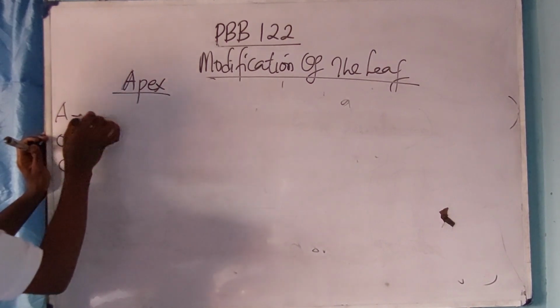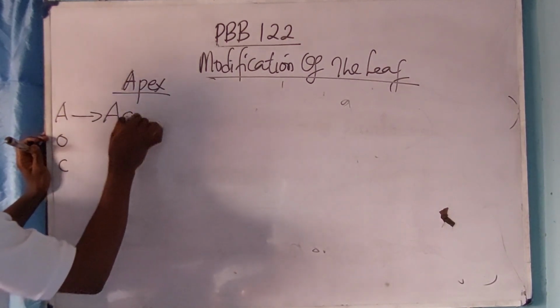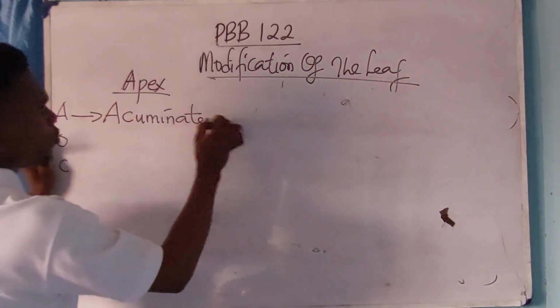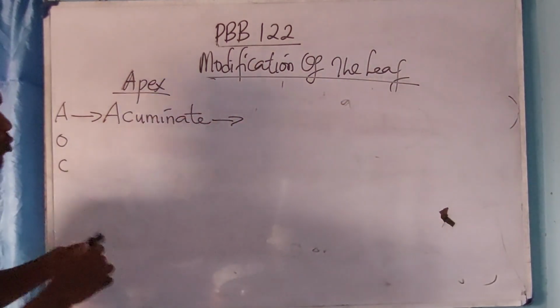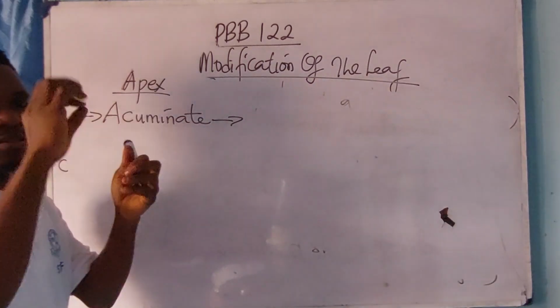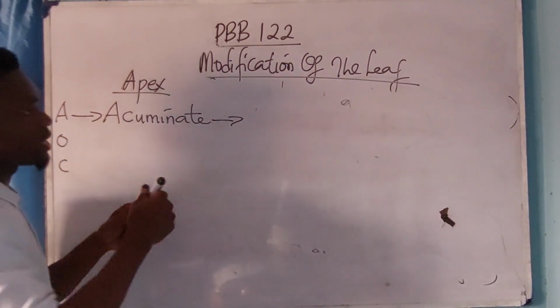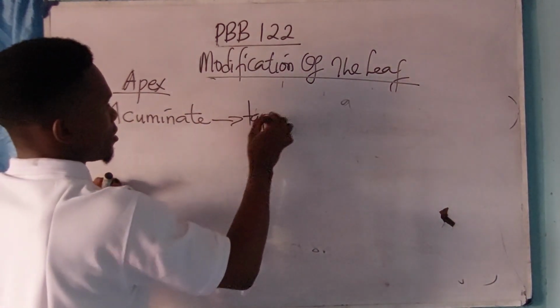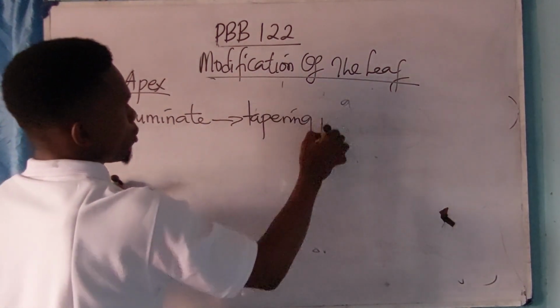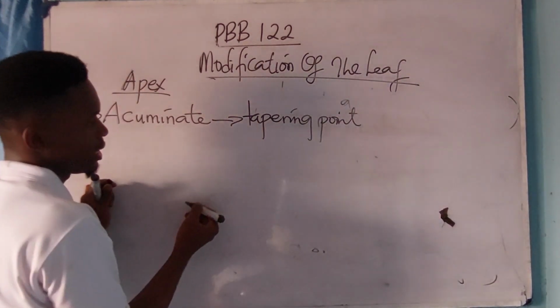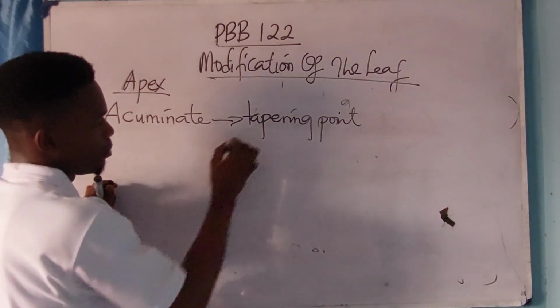The apex is said to be acuminate when it has a tapered end, a tapered end or point. A good example is found in the black nightshade.